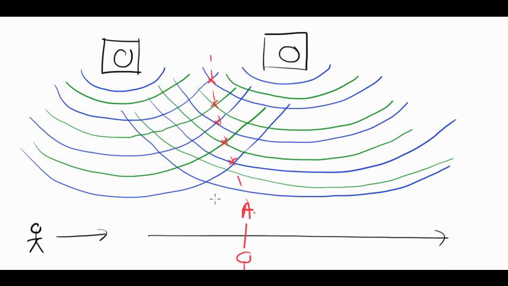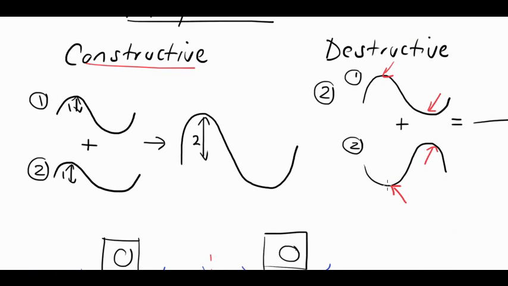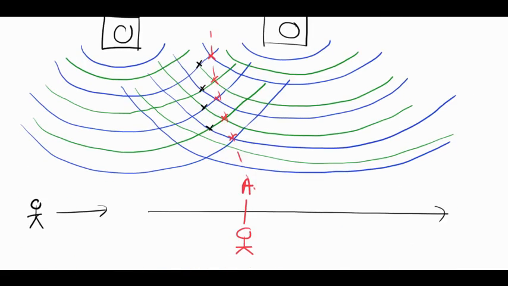Now, to explain an area where it's going to be soft or quiet, or maybe no sound at all in perfect conditions, we look at different areas. Here, where we've got blue meeting green, these are areas where crest is meeting trough. When crest meets trough, when they're out of phase by half a cycle, that is an example of destructive interference.